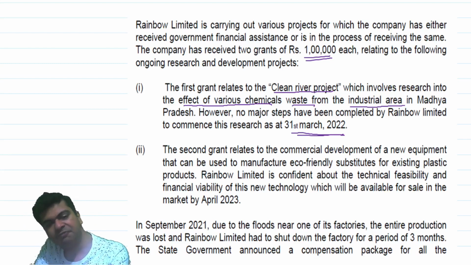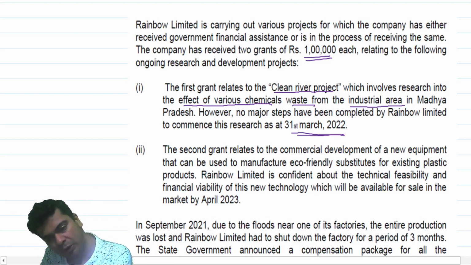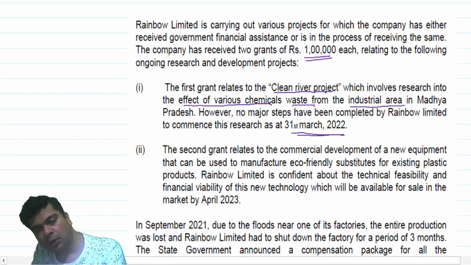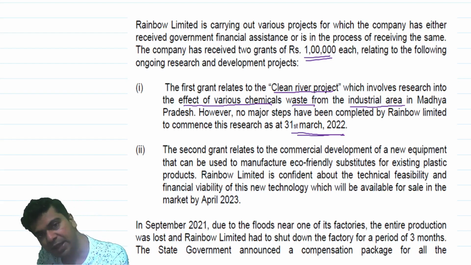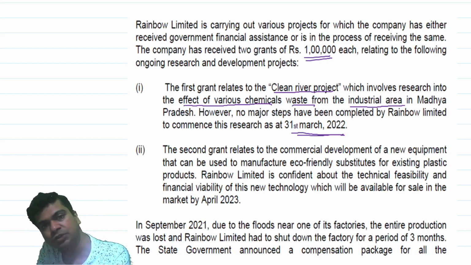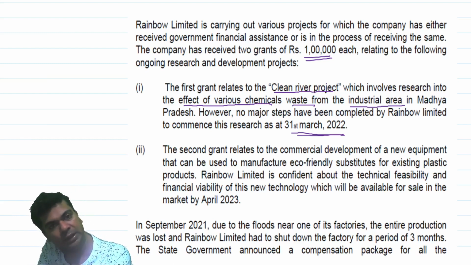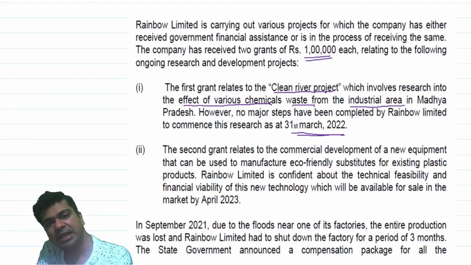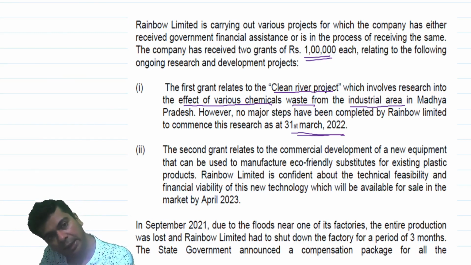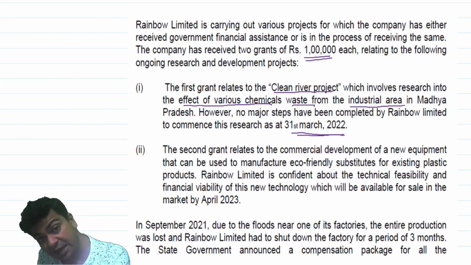Now, when I read this first, again, they are saying first grant is for Clean River project. You have to carry out certain research. There isn't any conditions attached. If you see it carefully, we are not coming across any conditions that this research has to get completed within 1 year or within 2 years and so and so. No such condition is there. If this is really an unconditional grant, then we should be crediting it to P&L immediately. Entire 1 lakh should be credited to the P&L if it is an unconditional grant.